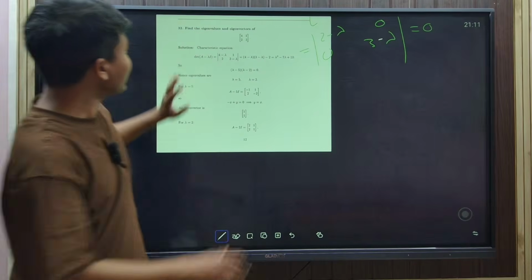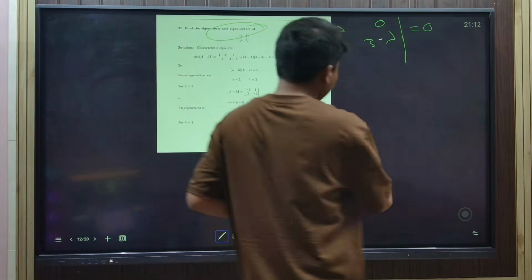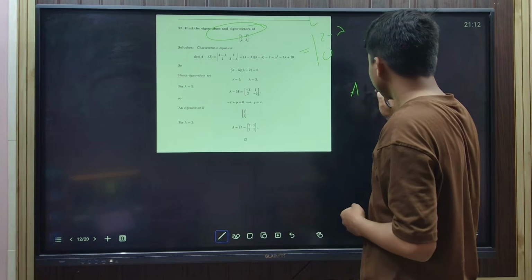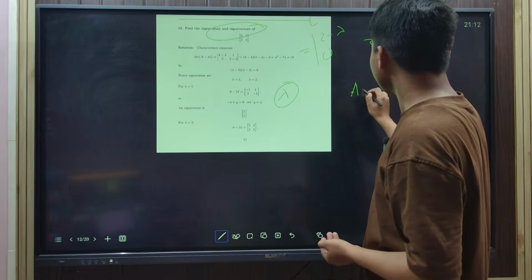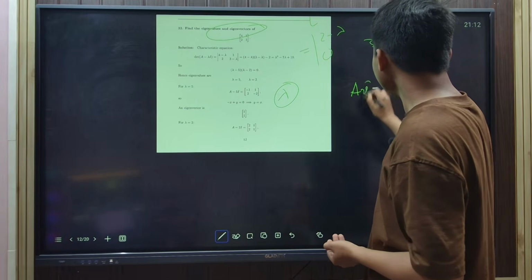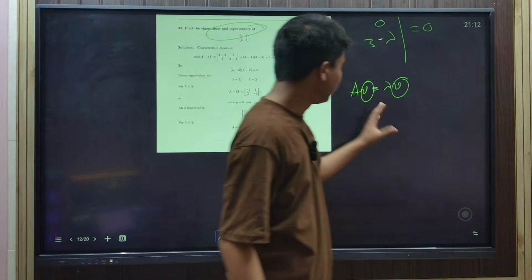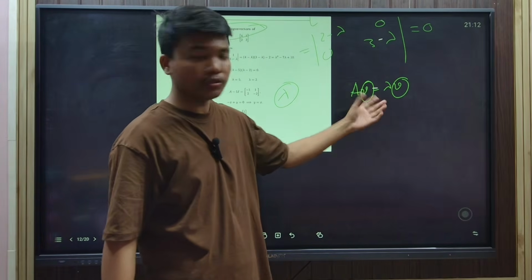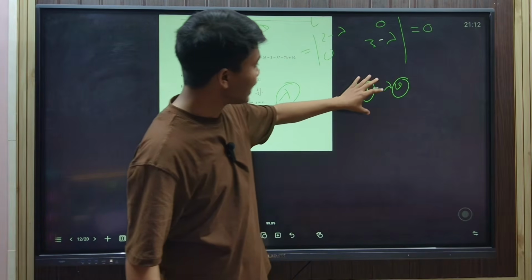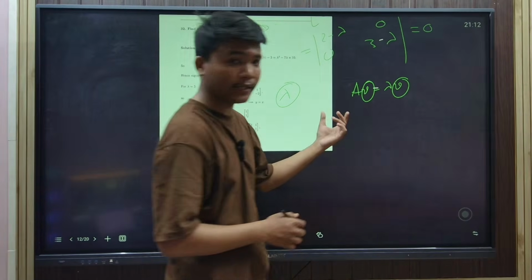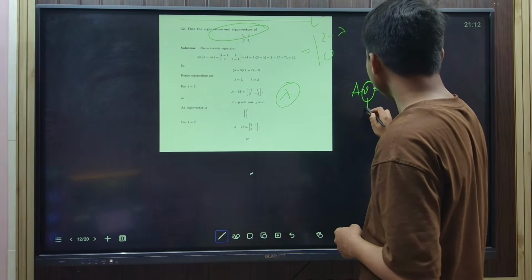Okay, now next problem, find the eigenvalues and eigenvectors. What are the eigenvectors? See, if you find the eigenvalue lambda, suppose lambda is an eigenvalue, then you have to find a vector V such that A V equal to lambda V. This V is called the eigenvector corresponding to the eigenvalue lambda. If you have an eigenvalue and any vector V, either a row vector or a column vector, such that A V equal to lambda V, then V is called an eigenvector.